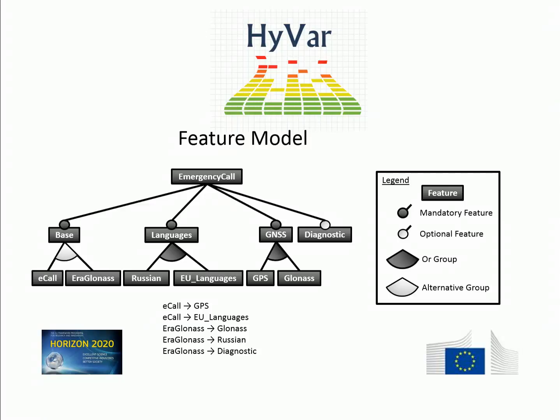The features can be defined as mandatory, like language, or optional, like diagnostic. Exactly one feature must be selected from a group of alternative features, eCall or ERA GLONASS, and at least one feature must be selected from a group of features, GPS or GLONASS, or both. Cross-tree constraints allow complex relationships between features across the tree. For example, eCall needs GPS.